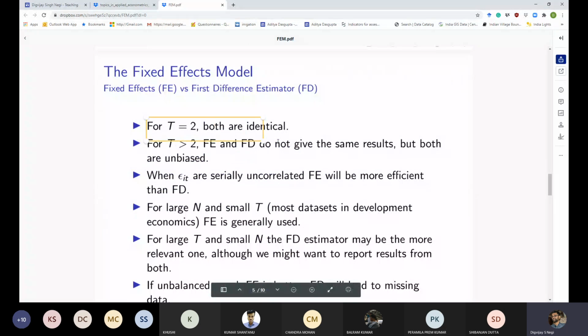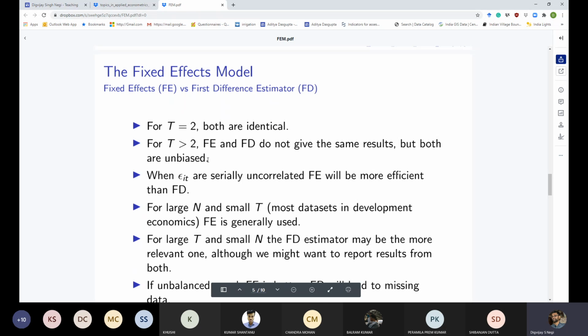If you have just two time periods, the fixed effects estimator or the within estimator, where you demean, and the first difference estimator are exactly the same. So it does not matter whether you do a demeaning or you do a first difference. When you have just two time periods, each individual observed for two time periods, they are identical, exactly identical.